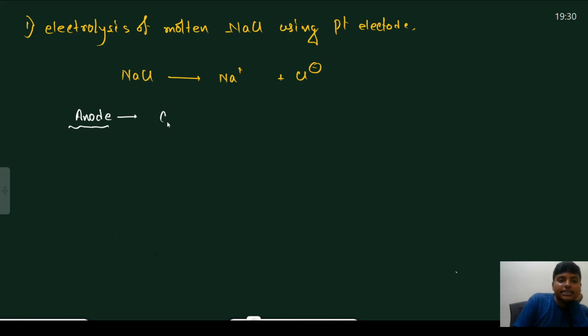Anode side, what will happen? Cl minus will become Cl. Yes or no? Okay, now Cl is stable. No, Cl is an atom. So Cl is stable in what state? Gaseous state. So Cl minus will become half Cl2 plus 1 electron.